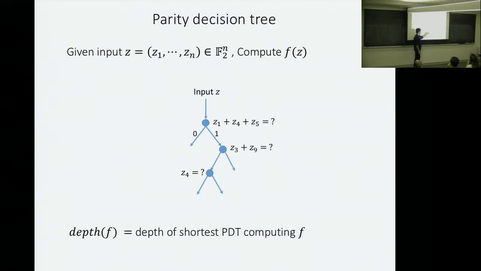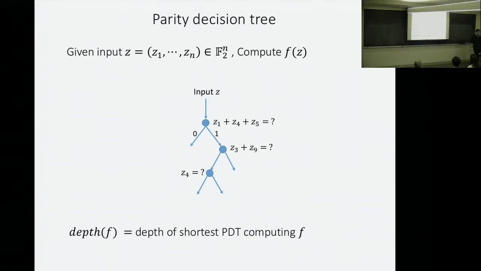And we expect that the value at every leaf should be constant. In other words, you somehow partition your space into subspaces that are all of low codimension, and your function is constant on all of them, in this more structured sense. And this measure is called the depth of the function: the depth of the shortest parity decision tree that computes the function.